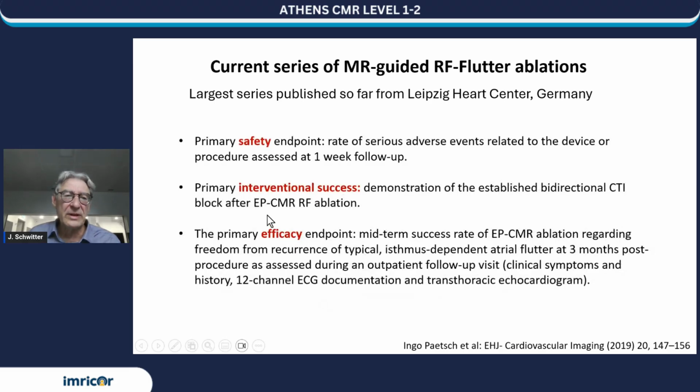And then they looked for 3 outcome measures. One was the primary safety endpoint, which is complications, serious adverse events during the procedure itself, and then during 1 week after the procedure. Then they looked for the interventional success rate, so a direct success during the intervention, so this bidirectional CTI block. And then the primary efficacy endpoint is the recurrence of atrial flutter, isthmus-dependent atrial flutter, up to 3 months after the procedure.